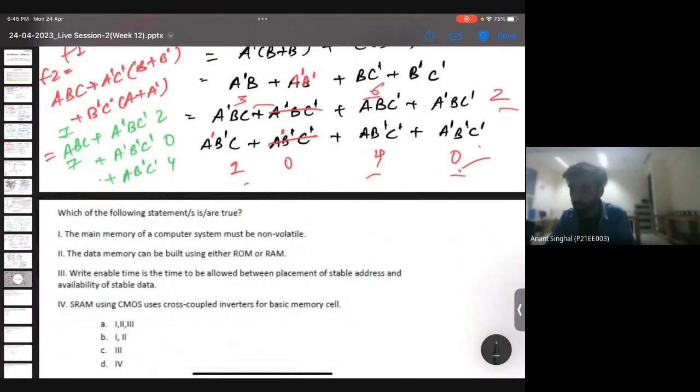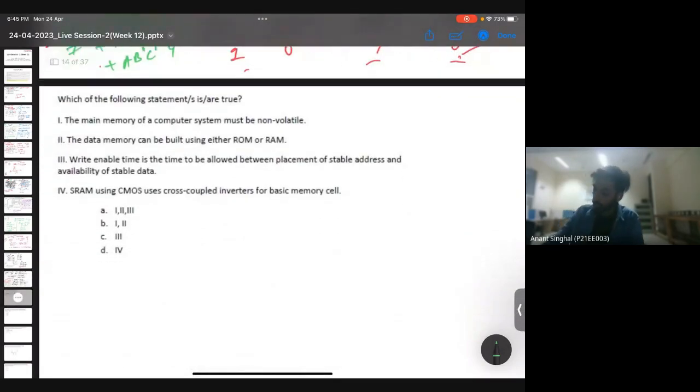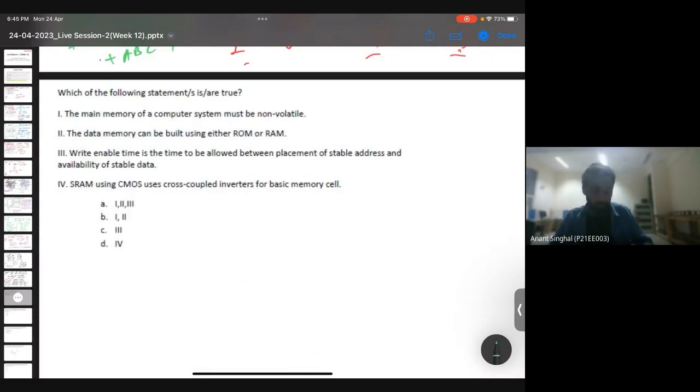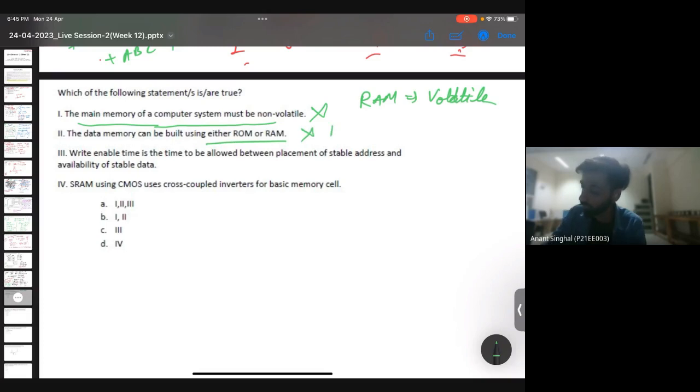So let's proceed to the next question now. It says which of the following statements is or are true. So this is quite an easier question. This topic is more theoretical, so it will not have certain brainstorming problems. So the first option says the main memory of a computer system must be non-volatile. So we know the main memory is RAM, which is volatile only. This is wrong. The data memory can be built using either ROM or RAM. It is wrong. We need both ROM and RAM to do that.